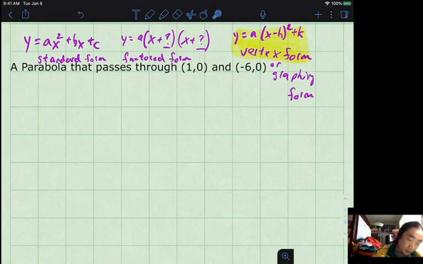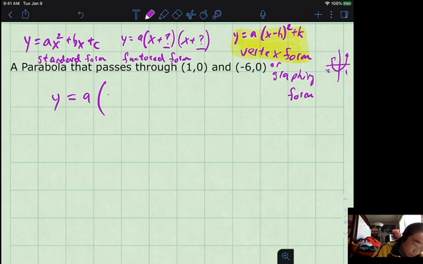So from the graph that I erased, maybe I'll draw it again over here, but small. Okay, there's -6, there's 1. So we're going to use factored form and kind of work backwards, since we already know the x-intercepts, right, over here and here, to figure out what this equation looks like. So notice, right, now, let's see, is that going to be the right equation?